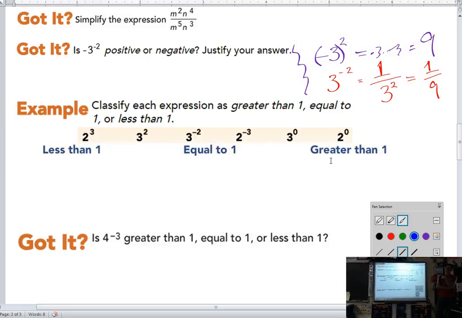What does negative 3 to the negative 2 tell me to do? Noah is here. You have a thought, Noah? It would be 1 over negative 3 to the second power. So let's get that written down. He said 1 over negative 3 to the second power. And then negative 3 times itself is a positive 9, so it would be 1/9.